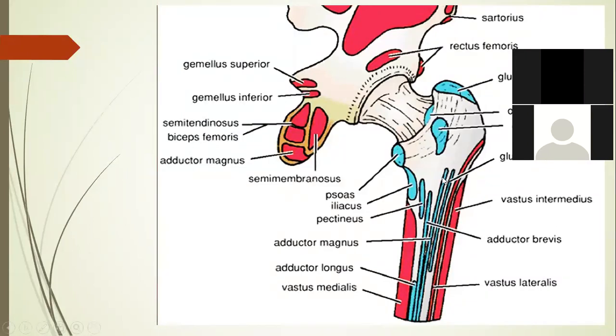See this large area. This is the upper part of the linea aspera, and this is for the adductor magnus muscle. So this is the adductor magnus muscle. Again, see this large area beside this adductor longus and magnus, and this is for the adductor brevis. So this one is the adductor brevis.